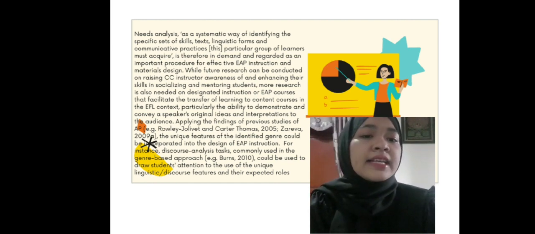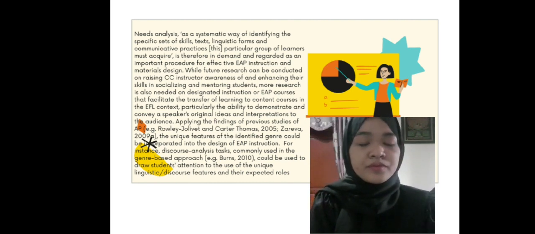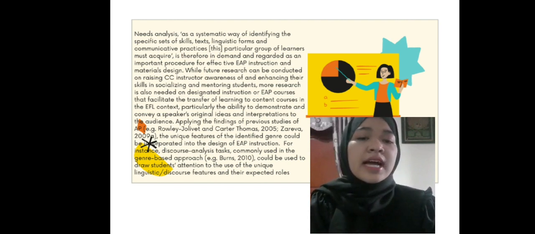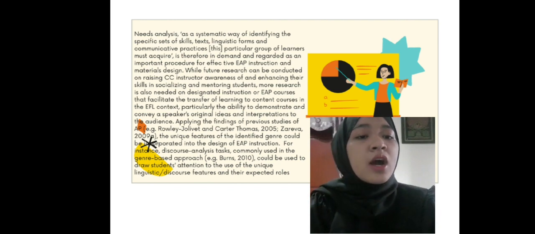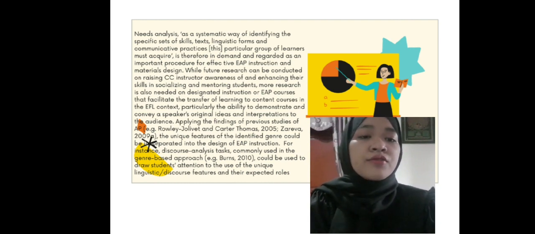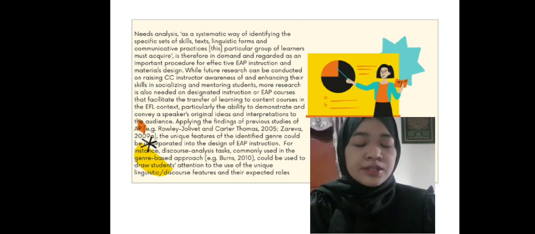Applying the findings of previous studies, the unique features of the identified genre could be incorporated into the design of EAP instruction. For instance, the discourse analysis text commonly used in the genre-based approach, for example Burns 2010, could be used to draw student attention to the use of unique linguistic or discourse features and their expected roles.